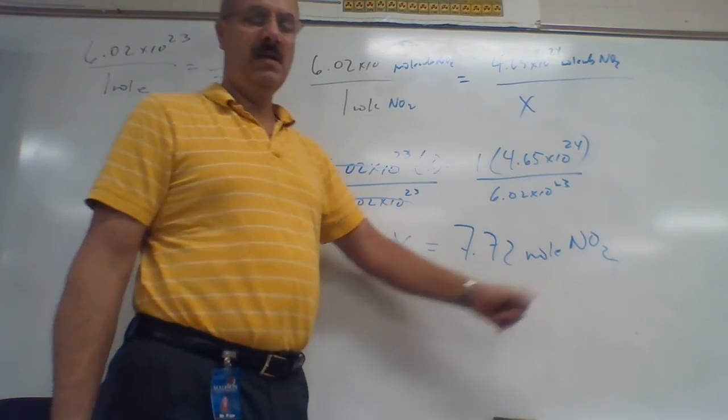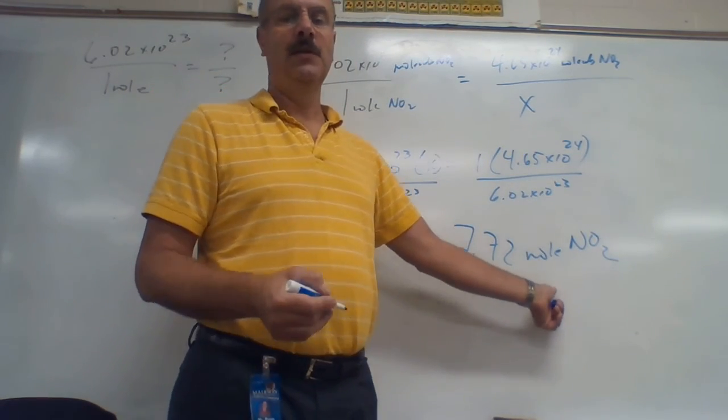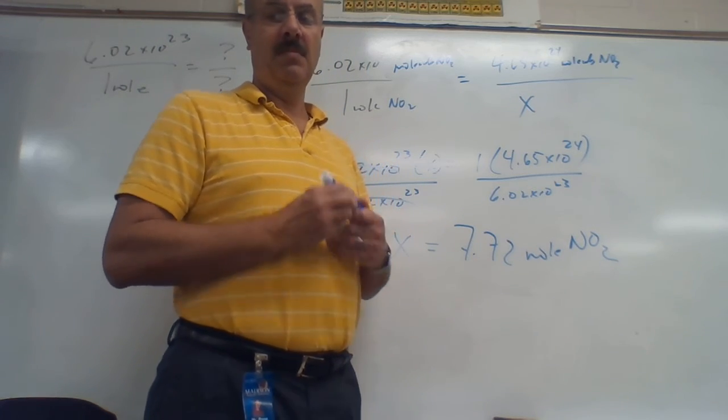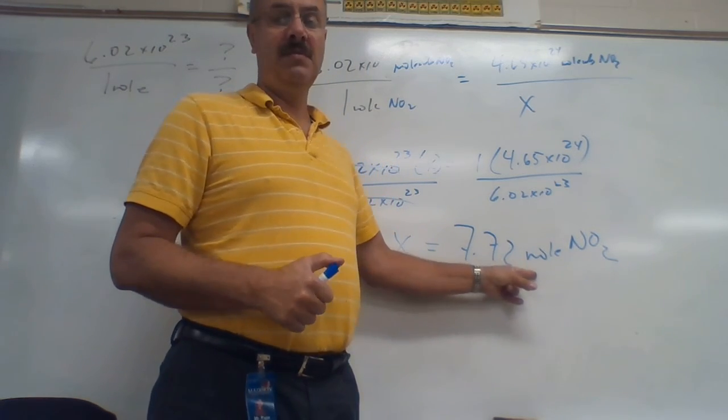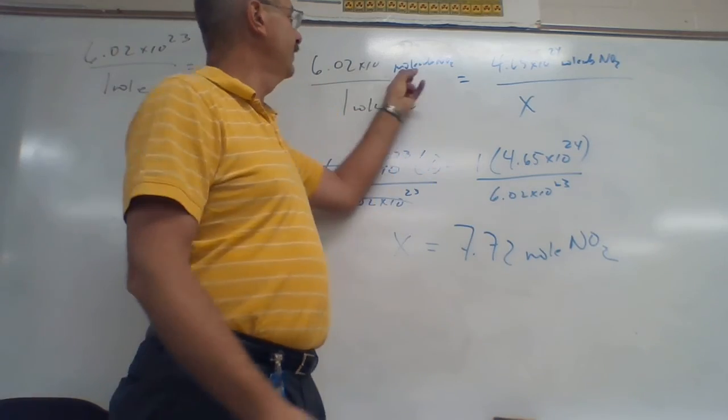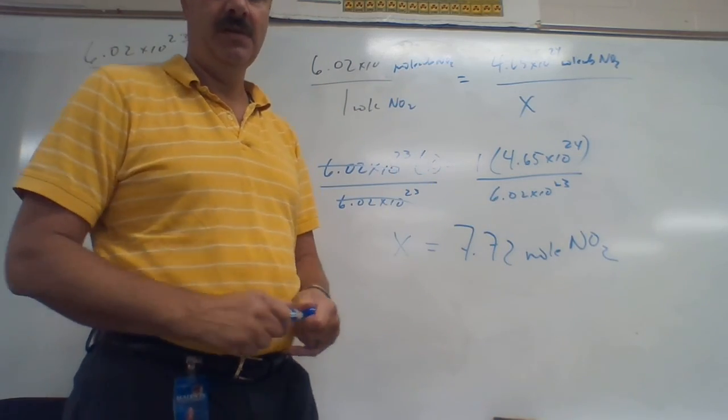Which again, what does this mean? It means you got 7.72 dozen of these molecules. But remember, it's not a dozen, it's 12; a dozen is a whole big humongous number. That number up there, 6.02 times 10 to the 23rd.